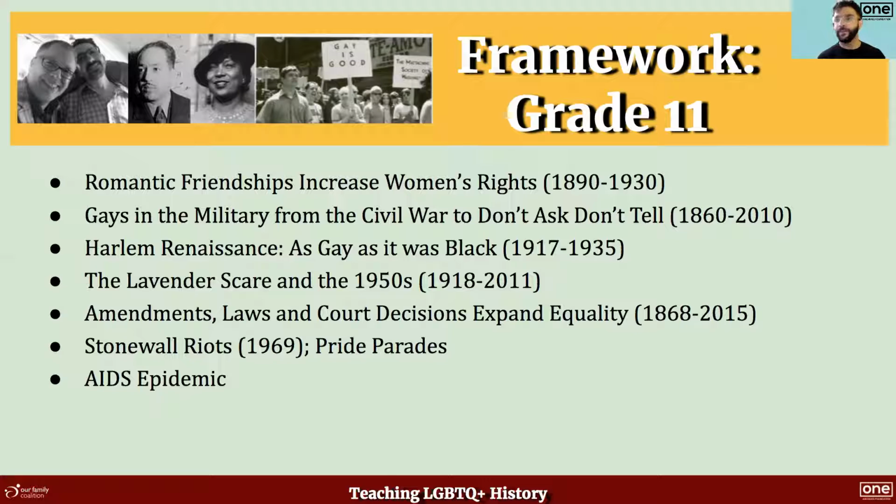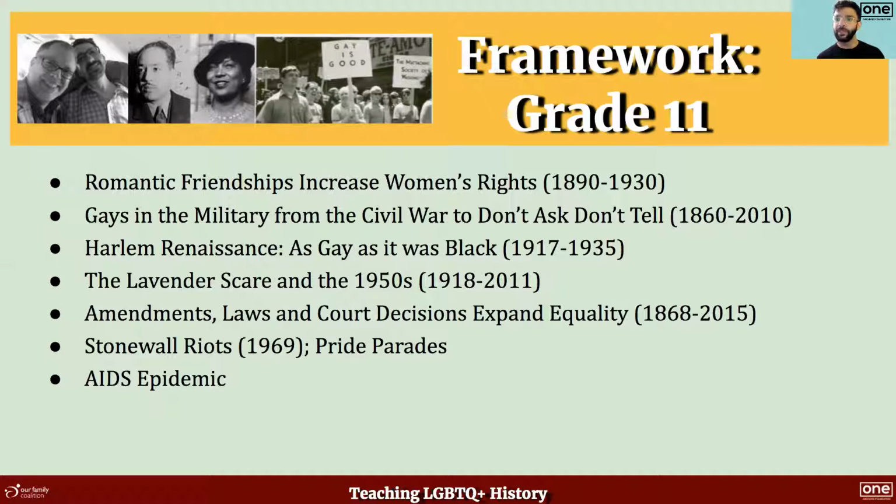And it affected more people than the Red Scare, but again, it's not really included in any of the history content that we learn. And the 1950s and onwards is when a lot of LGBTQ organizations start forming and the LGBTQ civil rights movement really starts taking off. So after that, of course, we have amendments, laws and court decisions that expand equality for LGBTQ folks.